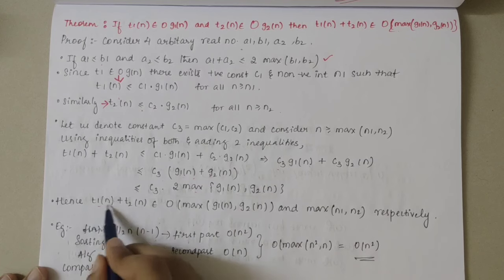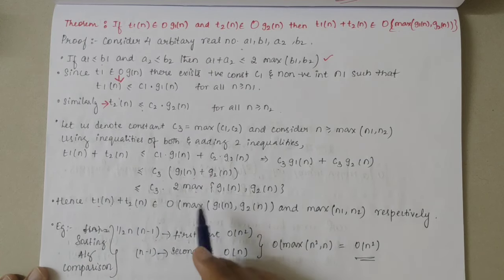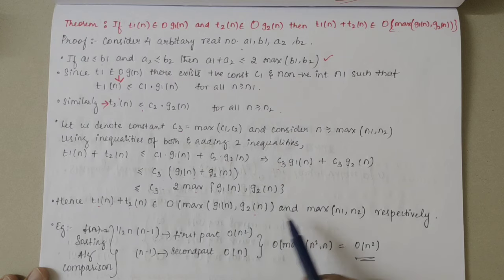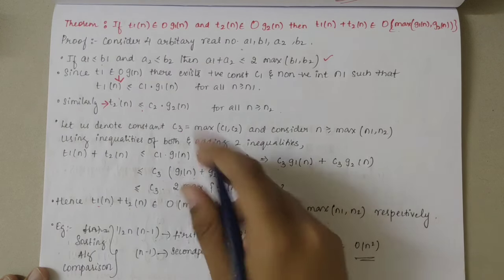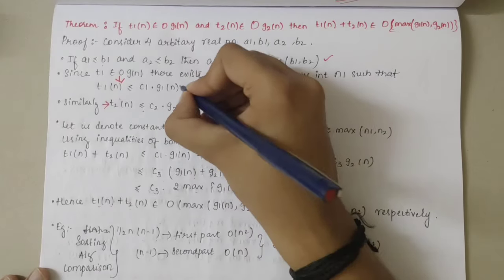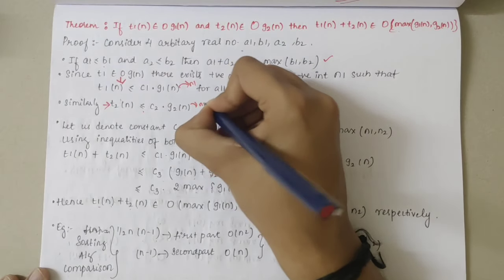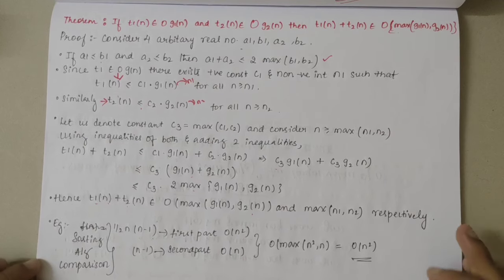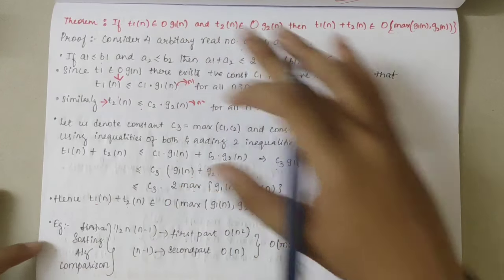So hence I can write T1 of n plus T2 of n belongs to big O of max of G1 of n and G2 of n, and maximum of n1 and n2, because n1 is considered for the first one and n2 is considered for the second one, right? For this it is n1 and for this it is n2. So maximum of n1 and n2 is considered. So this is about the theorem part.